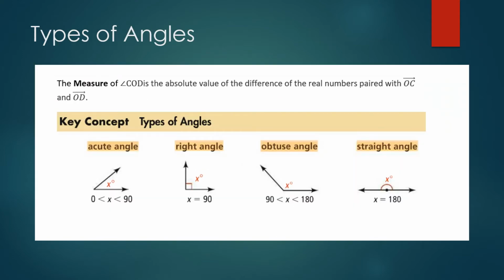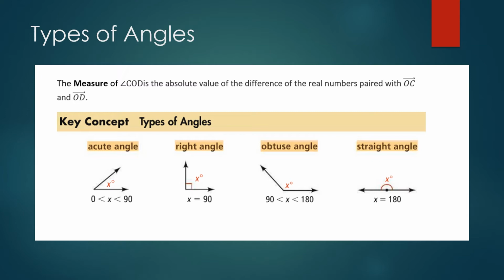The measure of angle COD is the absolute value of the difference of the real numbers paired with ray OC and OD. So if you were to look at the protractor, see where the two sides are. The sides of the angle were OC and OD. What number did OC land on? What number did OD land on? And take the difference. And again, remember, when we're talking about angles, we're talking about positive numbers. So if you get a negative number, make sure to take the absolute value and get positive. And this will leave us with 4 types of angles.